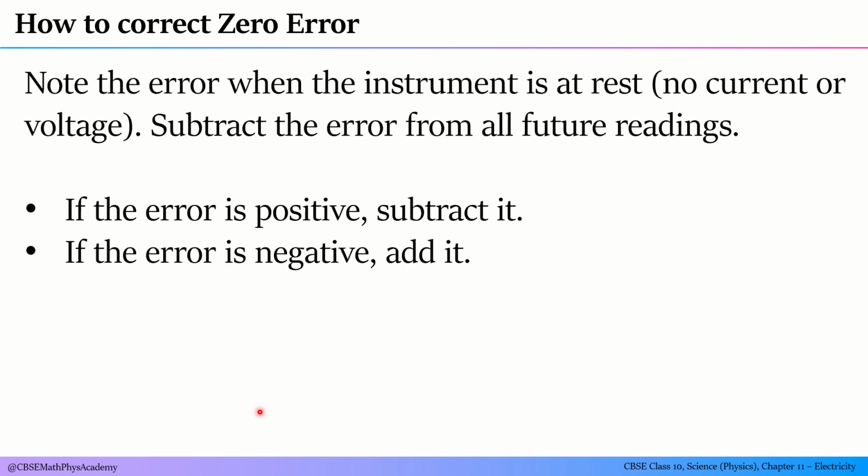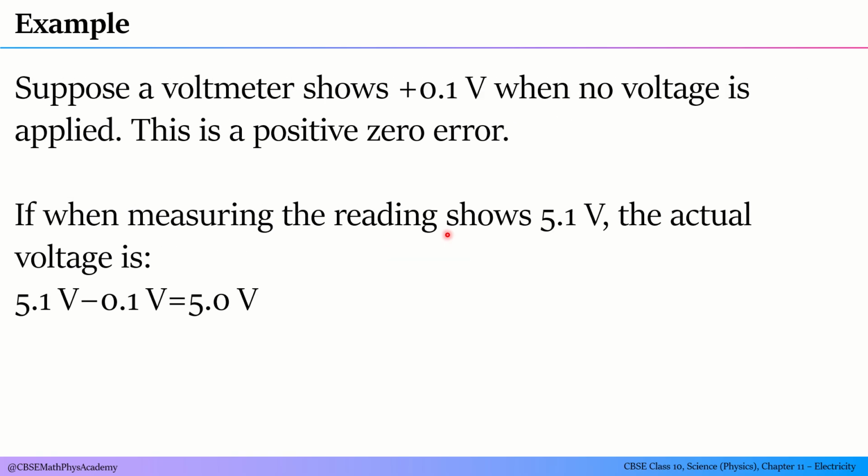So how to correct zero error? Without connecting the instrument to a circuit, you first need to check whether the device has any zero error. If the instrument points to any value other than zero, then it has a zero error, and you need to note down the value. If the error is positive, you need to subtract it from your subsequent readings. And if the error is negative, you need to add it. Just simple. Let me show it with an example.